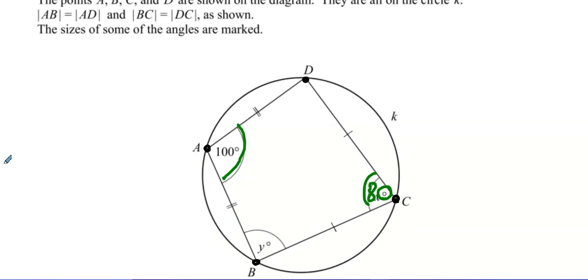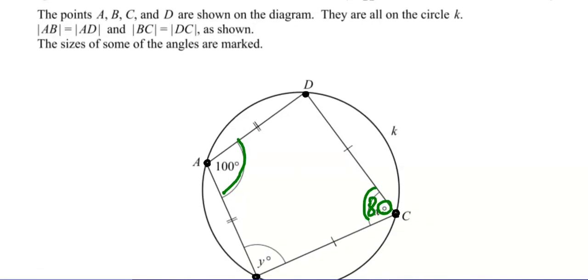Okay. Now this is going to be interesting. All right. Does it say anything about a diameter or anything in this question? What else does it say?